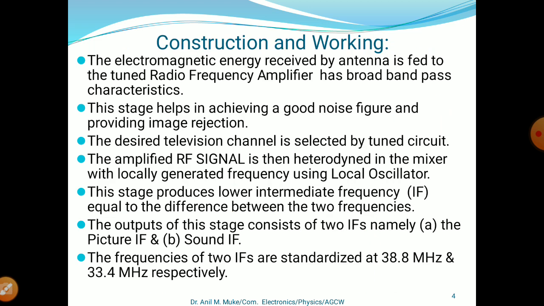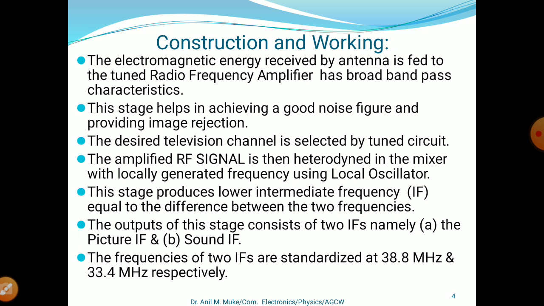Now, to understand the construction and working, the electromagnetic energy received by the antenna is given to the tuned radio frequency amplifier, and it has broad band pass characteristics. This stage helps in achieving a good noise figure and providing image rejection. The desired television channel is selected by the tune circuit, and then the amplified radio frequency signal is heterodyned in the mixer with a locally generated frequency using the local oscillator.